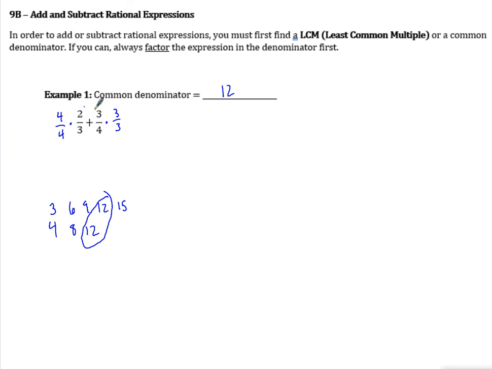So on the first fraction, 4 times 2 is 8, and 4 times 3 is 12. So I have 8 over 12 plus 3 times 3 is 9, 4 times 3 is 12. And then when you add fractions, you add the numerators. So 8 plus 9 is 17. You keep the denominator the same. If you can simplify this, you need to, but 17 over 12 is already simplified. Okay. All right, so now we're going to throw some x's in there.